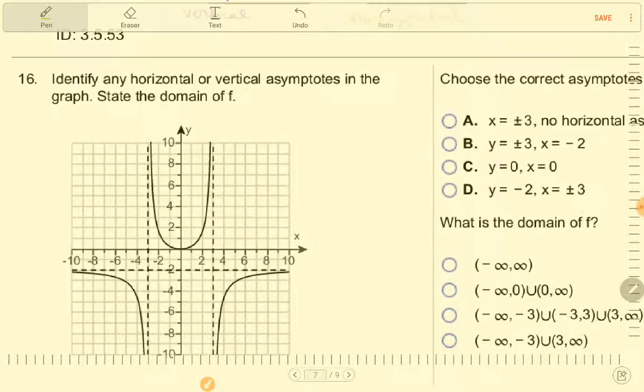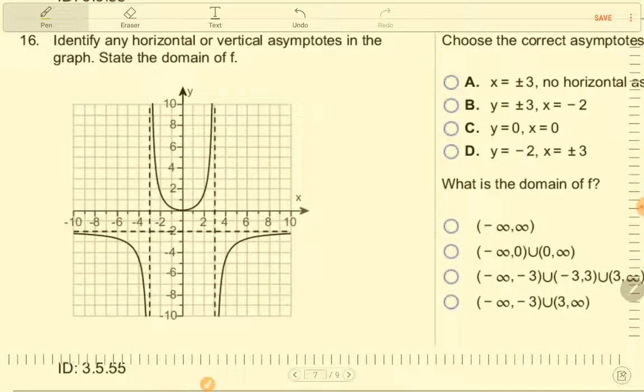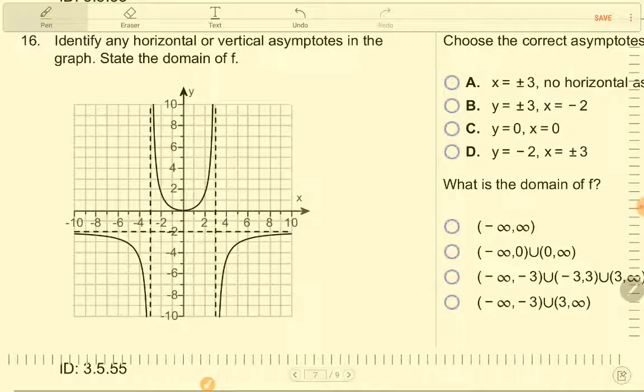Number 16, identify the horizontal or vertical asymptotes in the graph and state the domain of f. All right, so our horizontal one here goes through y equals -2, and the vertical asymptotes go through x equals 3 and x equals -3. Okay, so that's vertical asymptote, horizontal asymptote. And then what's the domain?